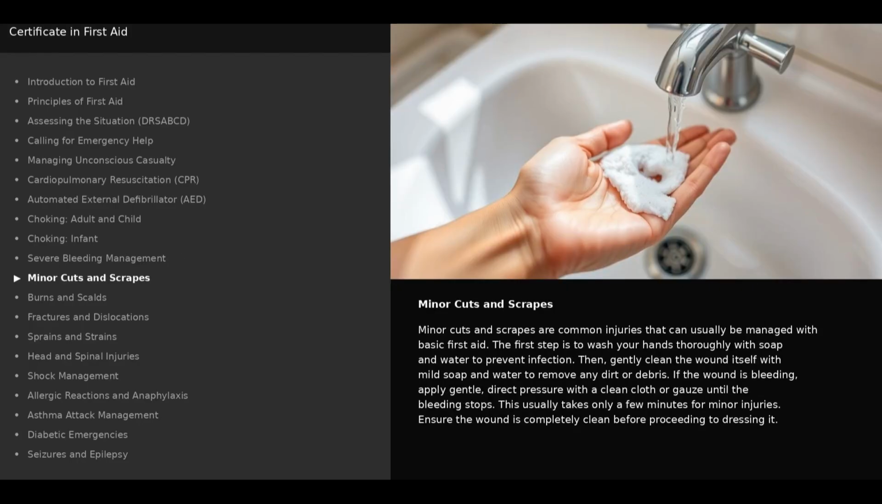Minor cuts and scrapes. Minor cuts and scrapes are common injuries that can usually be managed with basic first aid. The first step is to wash your hands thoroughly with soap and water to prevent infection. Then, gently clean the wound itself with mild soap and water to remove any dirt or debris. If the wound is bleeding, apply gentle, direct pressure with a clean cloth or gauze until the bleeding stops. This usually takes only a few minutes for minor injuries. Ensure the wound is completely clean before proceeding to dressing it.